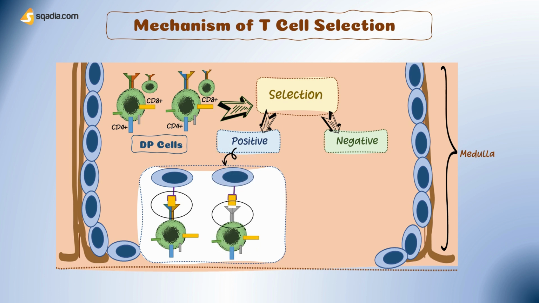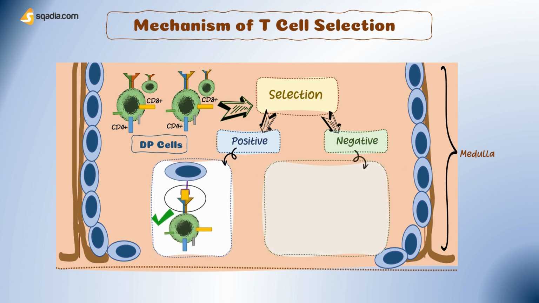But most DP cells die in the cortex through apoptosis because they lack TCRs capable of interacting appropriately with self-MHC. So, these cells will undergo apoptosis. Only DP cells that have TCRs that recognize self-MHC with medium affinity will survive and thus are said to be positively selected. So, this is positive selection.